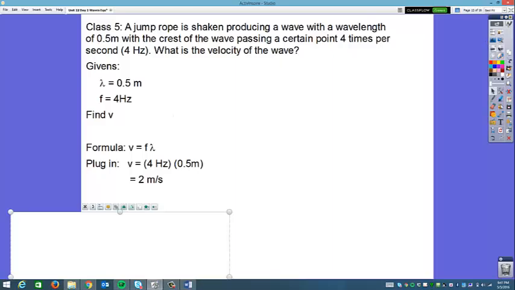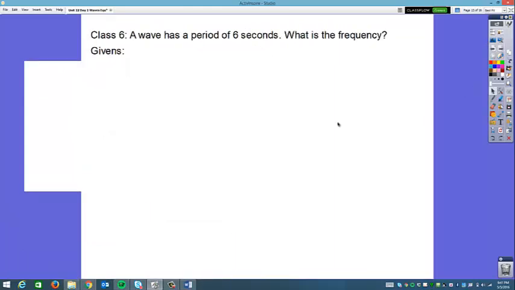All right, the next one is number 6. So you have a wave that has a period of 6 seconds, and I want to know what the frequency is. So if I look at my givens, the only thing I'm given is the period, which remember, period is represented by the capital letter T. So my period is 6 seconds, and I'm looking for the frequency.